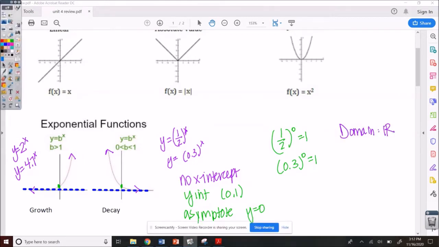And last is my range. And my range depends on where that asymptote is. And in this case, my asymptote is at y equals 0. So my range is going to be y is greater than 0 for both the growth and decay. Now, on some of the other ones, I put greater than or equal to 0 on both the absolute value and the quadratic. And those are greater than or equal to 0 because we're actually touching that point 0, 0 on both of these graphs. But here on the exponential, that's where my asymptote is. So I'm coming down and approaching 0, but I'm never actually getting to 0.